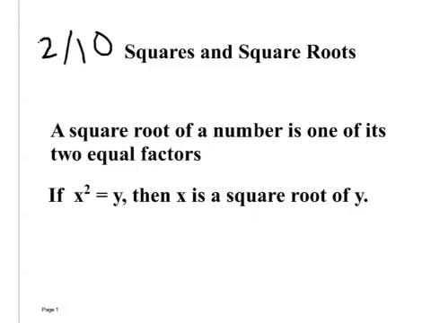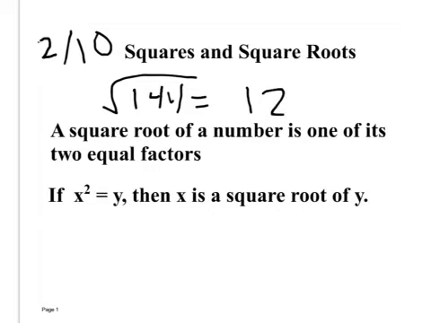Squares and square roots. A square root of a number is one of its two equal factors. So, let's say 144. The square root of 144 is one of its two equal factors. So, the square root of 144 is 12, right? Because it's 12 times 12. It's one of the two equal factors. 12 times 12 gives you 144.